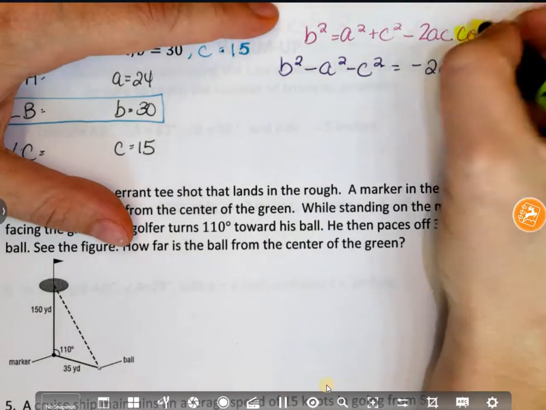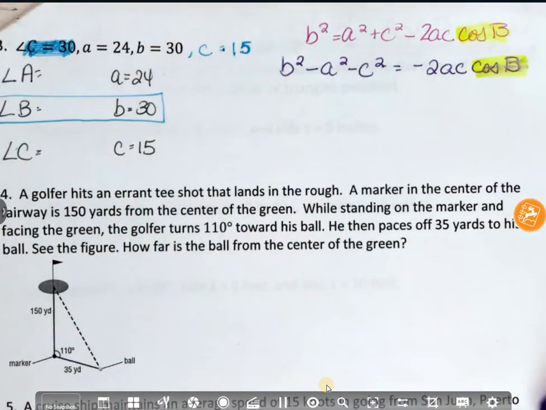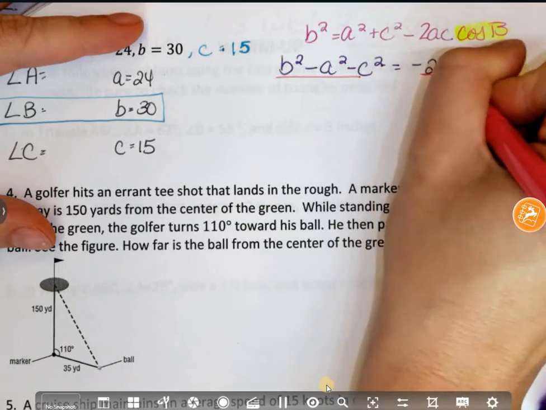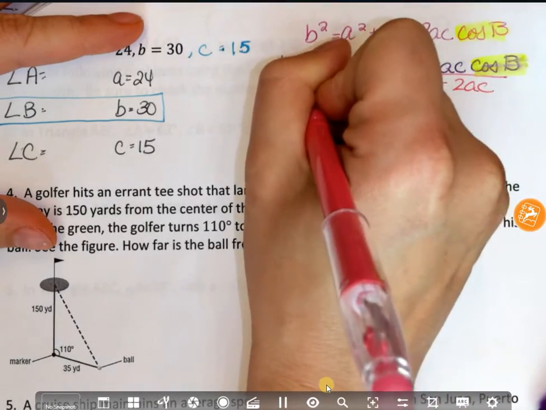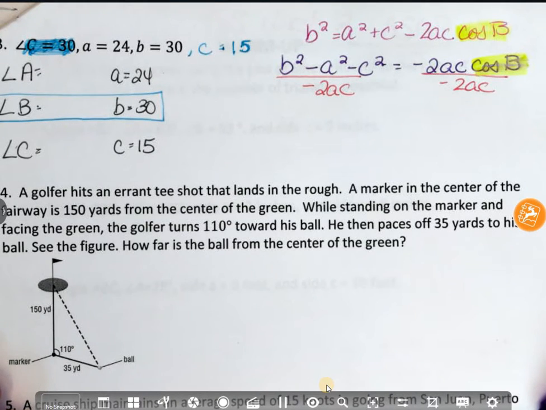Okay, now my goal here is still to get that by itself. What am I going to do? Divide now by... Now, one of the things that I have found causes a lot of issues on this problem, anybody want to guess?